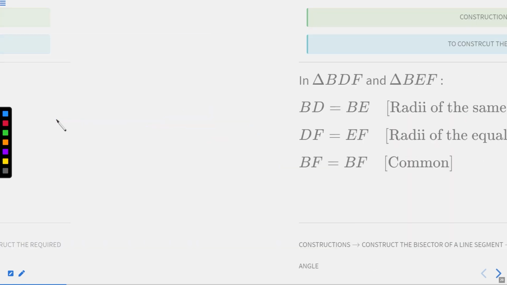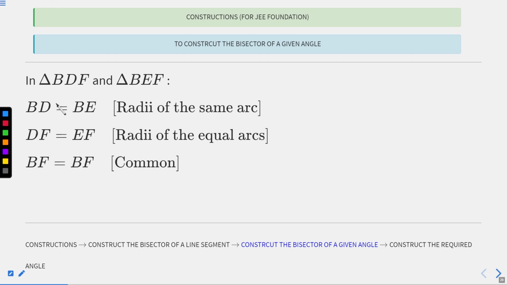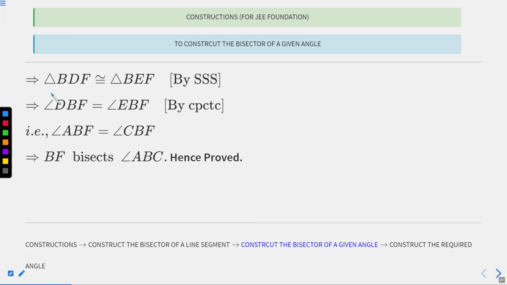Now let's move on. It is the same explanation I have already provided. We took two triangles, and because of the construction, BD is equal to BE, DF is equal to EF, and BF is equal to BF because it is common. Then by the SSS rule we can say that both of the triangles are congruent.